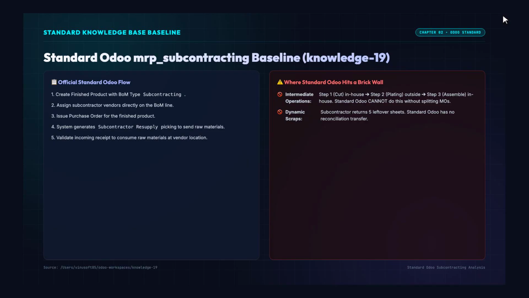Let us first examine the standard baseline in Odoo 19 as documented in official Odoo knowledge guides. In standard Odoo, you create a bill of materials with the BoM type set to subcontracting, assign one or more subcontractor vendors, and specify the required raw material components. When you issue a purchase order for the finished product, Odoo generates a subcontractor resupply transfer to ship raw materials to the vendor location. While this functions well for complete product turnkeys, it completely breaks down when operations are split between in-house work centers and outside processing vendors.